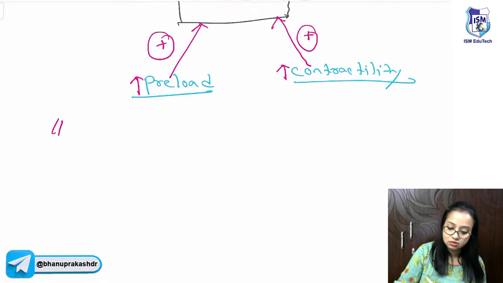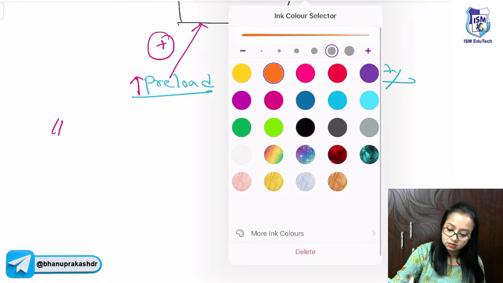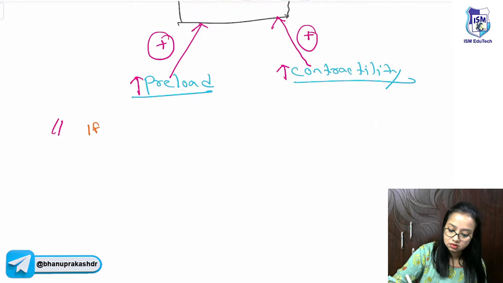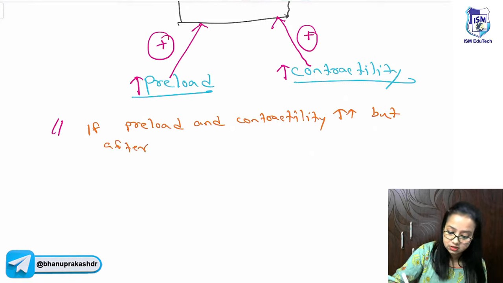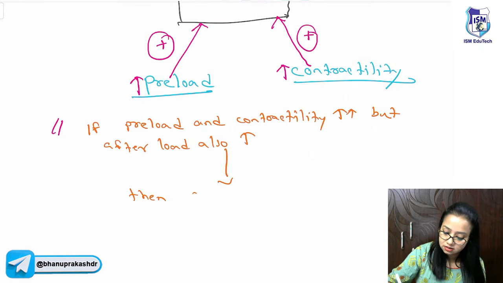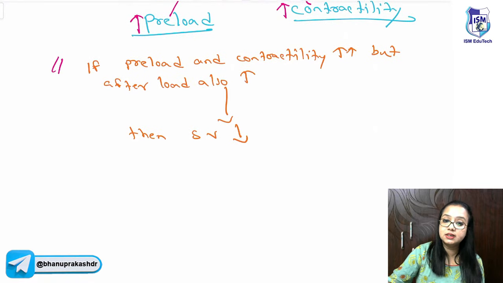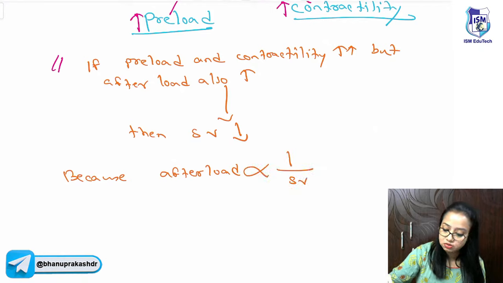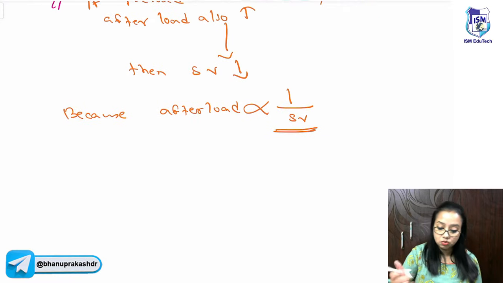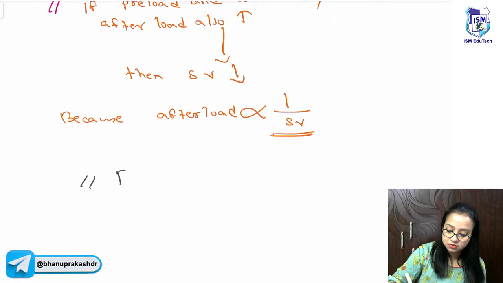So let's just write it down. It is like, if preload and contractility increase, but afterload also increases, then stroke volume will decrease, because afterload has an inverse relation to the stroke volume. Okay. And what affects or what controls afterload?